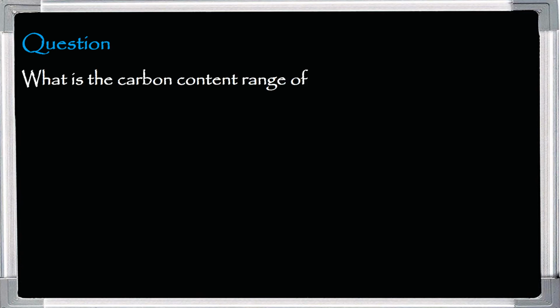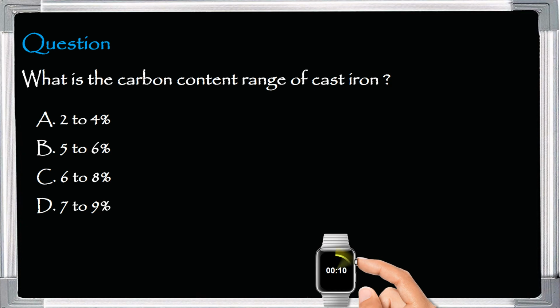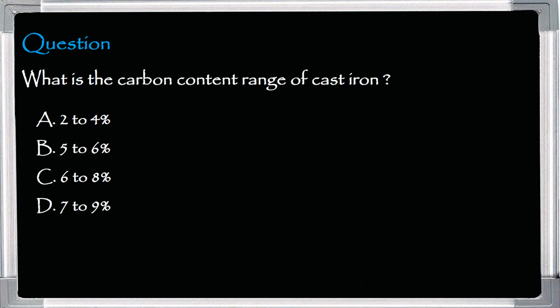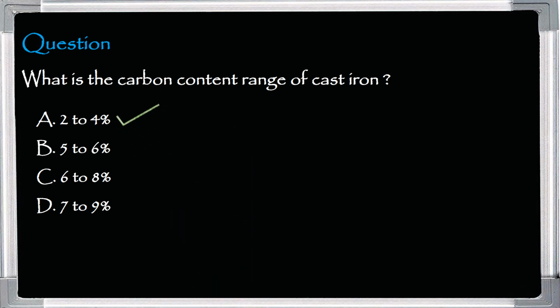Let's see the question session for the above topic. What is the carbon content range of cast iron? Option A 2 to 4%. Option B 5 to 6%. Option C 6 to 8%. Option D 7 to 9%. Your time starts now. I think you are right. The correct answer is option A, 2 to 4%.